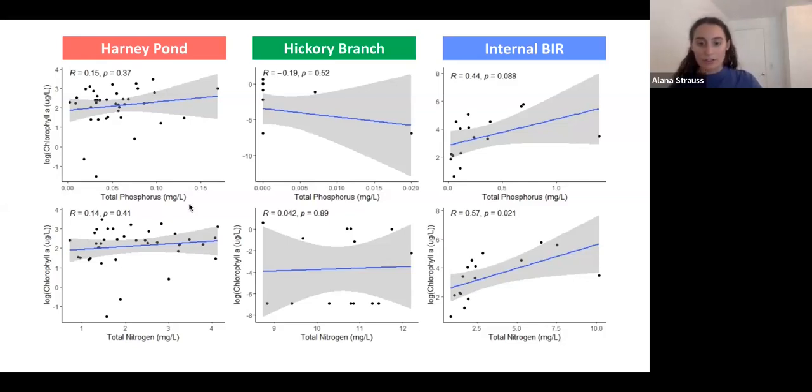The one that's showing nitrate, total nitrogen, and log of chlorophyll A within the internal Buck Island Ranch ditches is the only significant graph based on p-value in this grouping. And that was interesting because we found that overall nitrates had a negative relationship with chlorophyll, but when we look specifically at internal Buck Island Ranch ditches, nitrates have a positive relationship with chlorophyll. Pretty cool stuff.